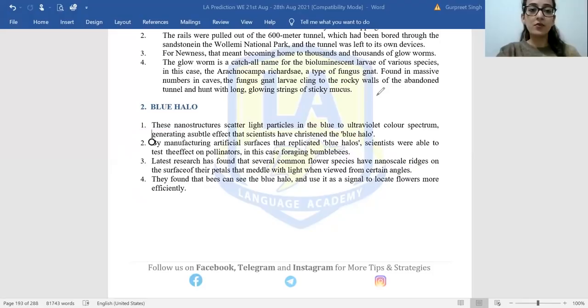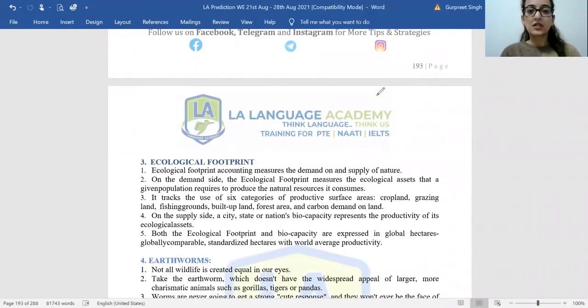And similarly, moving ahead. So let's see question number 3. This says ecological footprint accounting measures the demand on and supply of nature. So we have the first element, ecological footprint accounting, some type of accounting, and ecological means related to ecology. And we have two more components, one is demand and one is supply of nature. So ecology is related to nature. So it has both the elements, demand and supply.